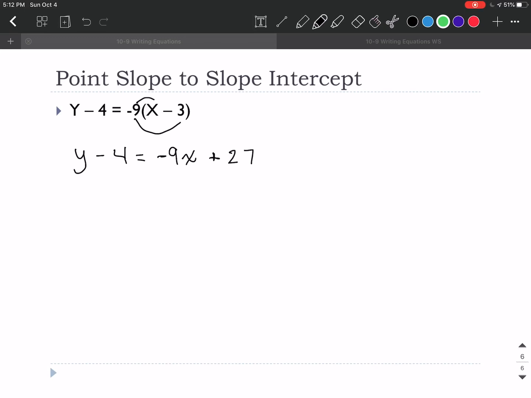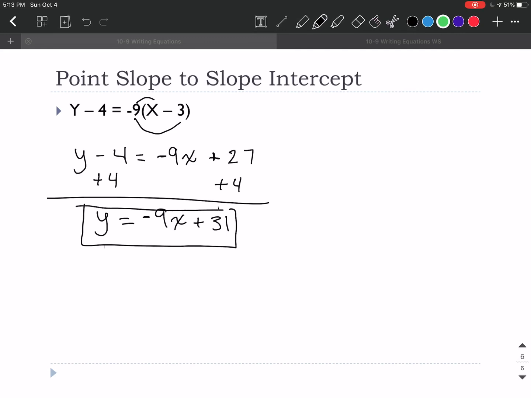And then lastly, to get y by itself, we add 4 to both sides. So I am left with y equals negative 9x plus 31. And again, my slope, or my m value, will be negative 9, and my b value equals 31.